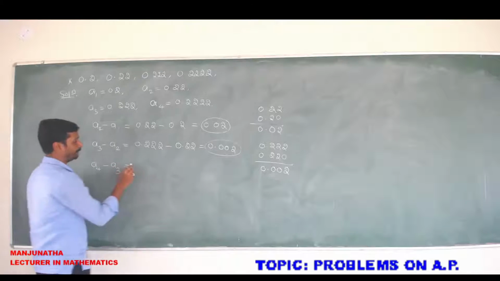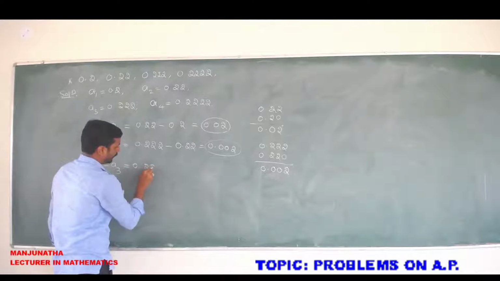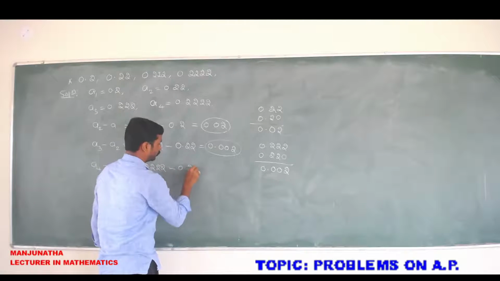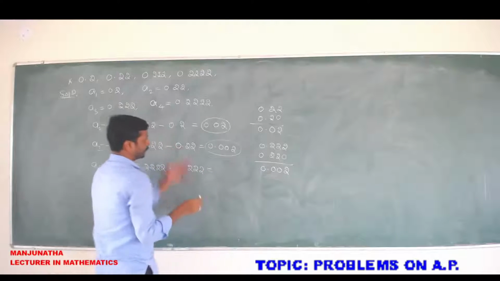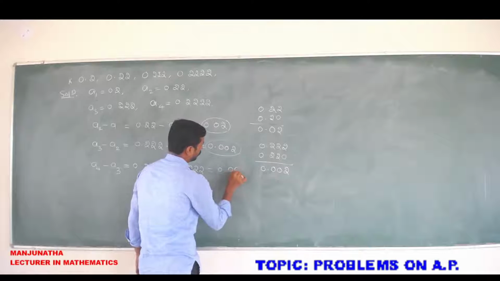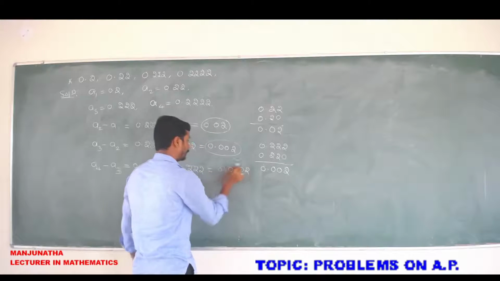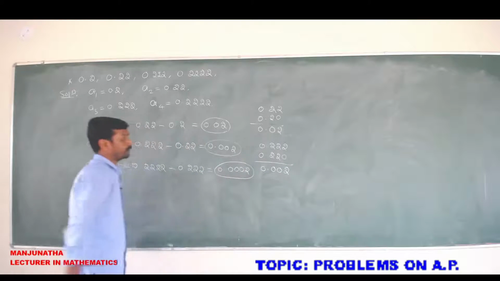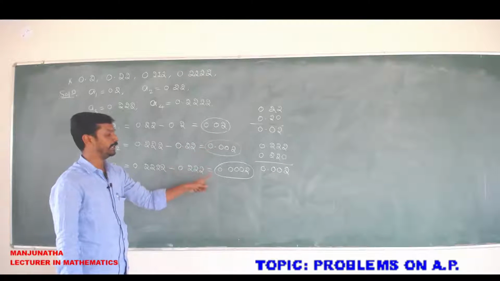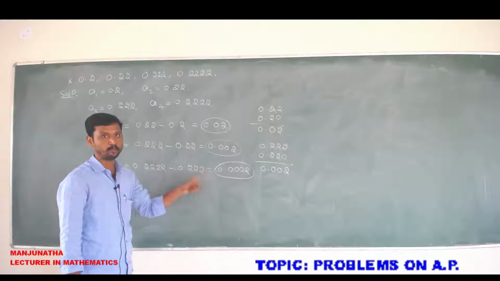that is A4 minus A3, what we get here is 0.2222 minus 0.222. This is equal to, if we observe this pattern we will know what answer comes, 0.0002. You can verify this if you want. Here the difference was 0.02, here it is 0.002, here the difference will be 0.0002.